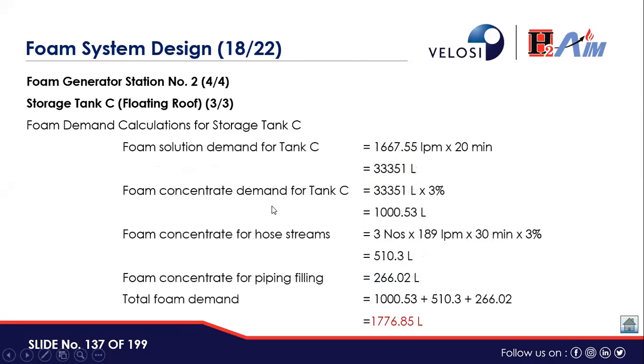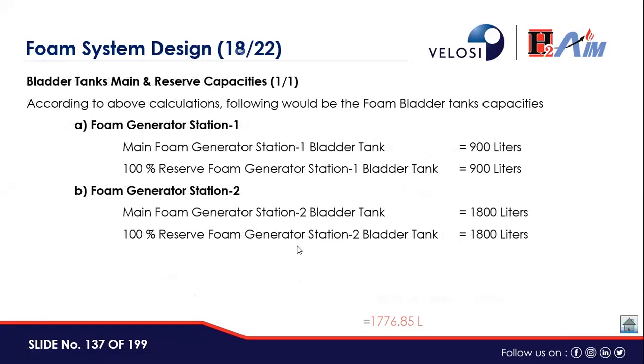Similarly, we can calculate the foam demand for this tank as foam solution demand for tank C into 20 minutes, and then multiplying this factor by 3%, we can get the foam concentrate demand, and then the foam concentrate demand for the hose stream and for the piping filling as well. So the total foam demand for this storage tank C, which was the floating roof, is 1776.85 liters.